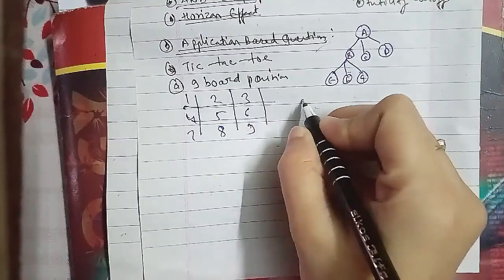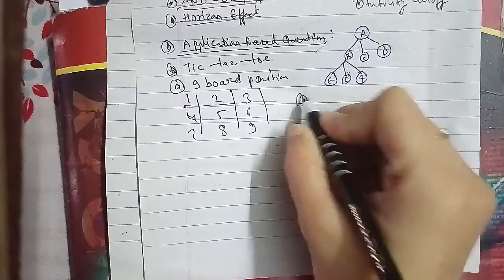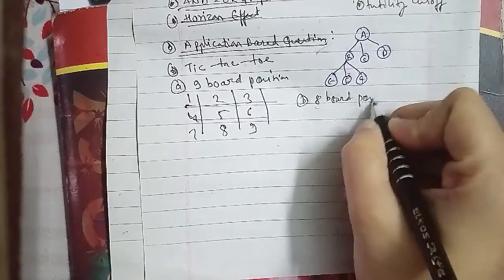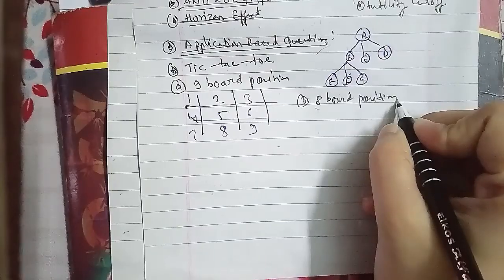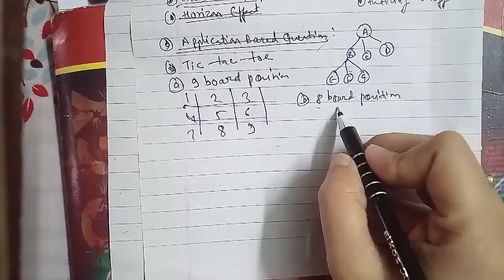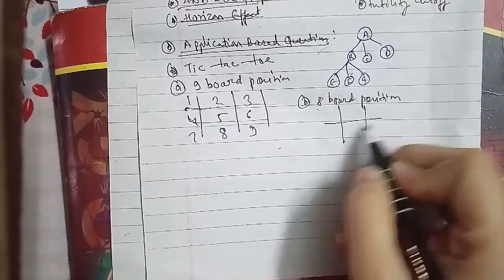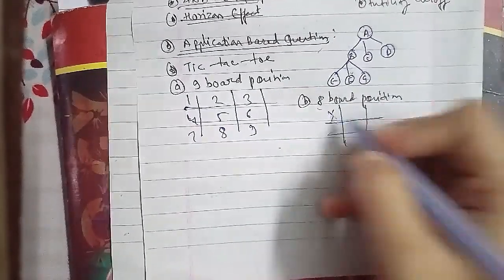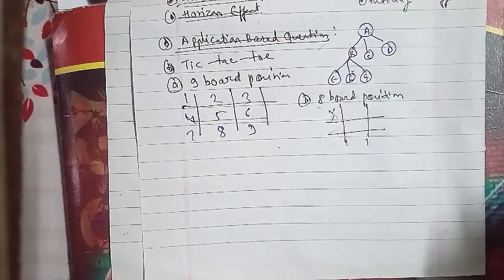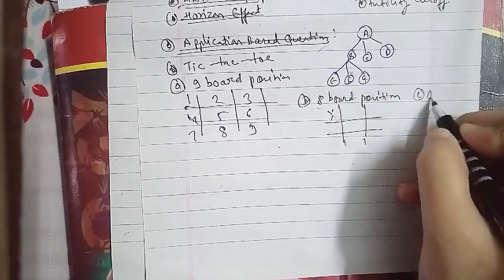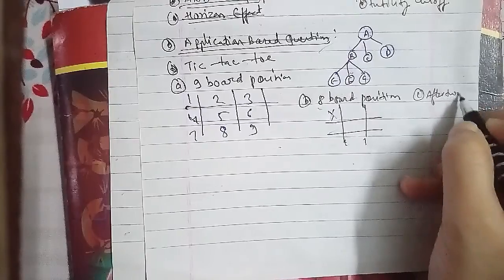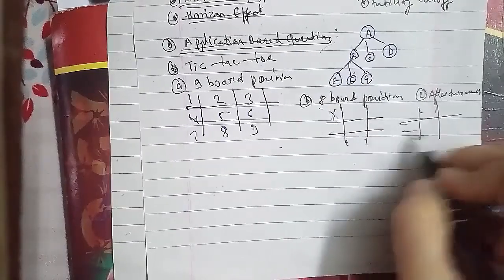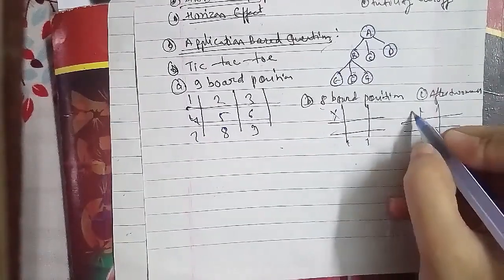Now we'll discuss the second part, which is the 8 board position. In the 8 board position, we have set this as X, and after 2 moves it will be represented as X, and this will be the O here.